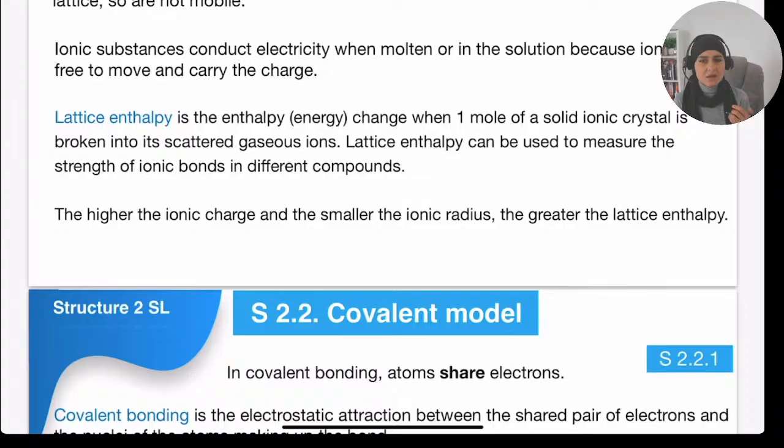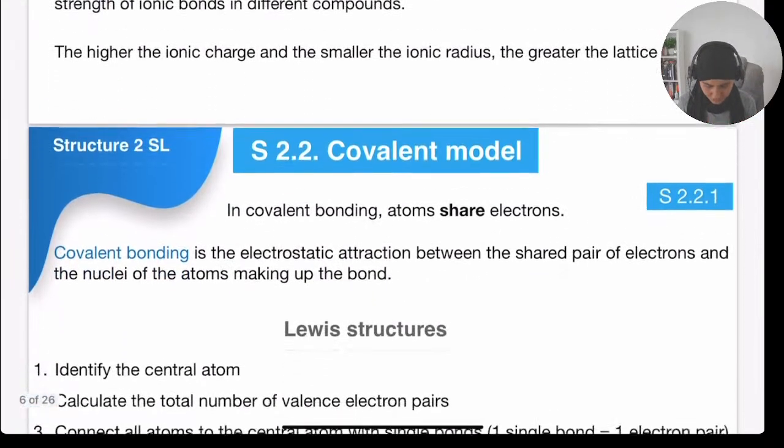Lattice enthalpy can be used to measure the strength of an ionic bond. The higher the lattice enthalpy, the stronger the ionic bond, because lattice enthalpy shows how much energy you need to supply to break apart the ions. And again, the higher the charge and the smaller the radius, the greater the lattice enthalpy. But we will talk about this when we do HL reactivity, that's when Born-Haber cycles are.